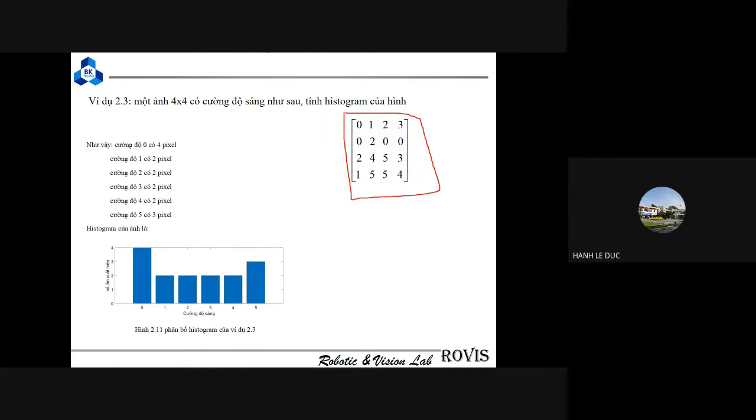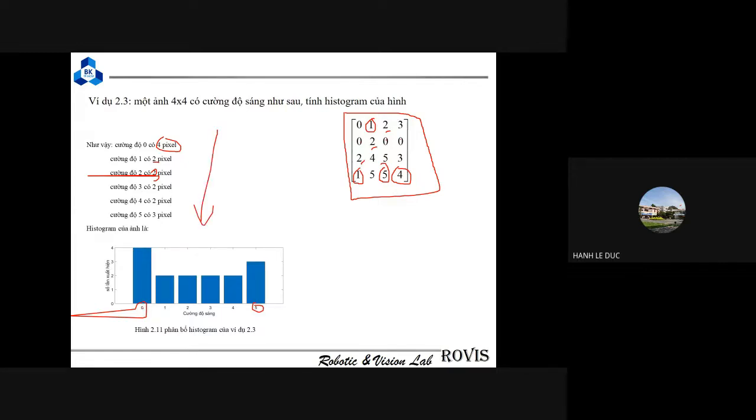So from here, you can see that the minimum is 0, right? The maximum is, oh sorry, the maximum is 5. So let's see. How many number 0? 1, 2, 3, 4. Okay, 4. How many number 1? 2. How many number 2? 3. Oh, sorry, this one is not correct. 3. And so on, and then put it here.